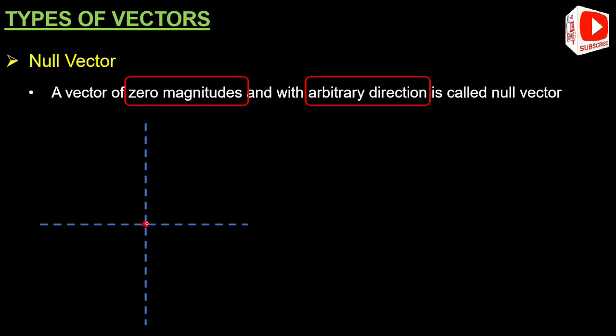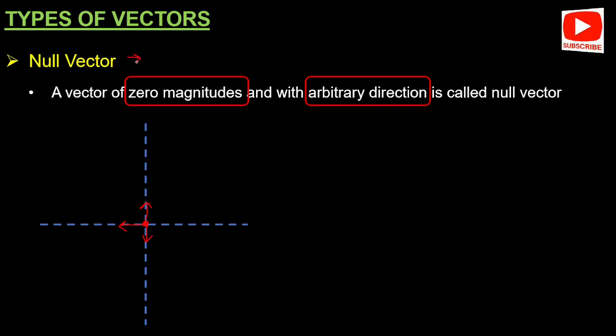Now I ask you where this point's direction is. Can you guess? Definitely not, because if you say right then it could be left, or if you say left it could be up or down, in any direction. Until or unless it starts moving, we will not guess what the direction of this vector is. So this is the meaning of arbitrary direction.